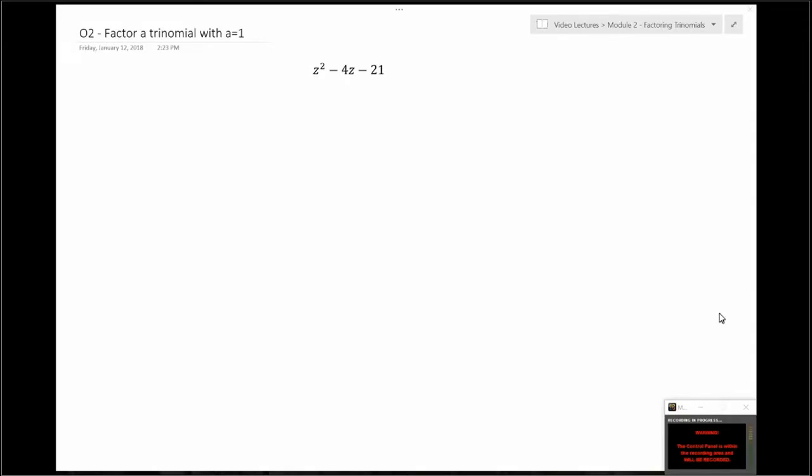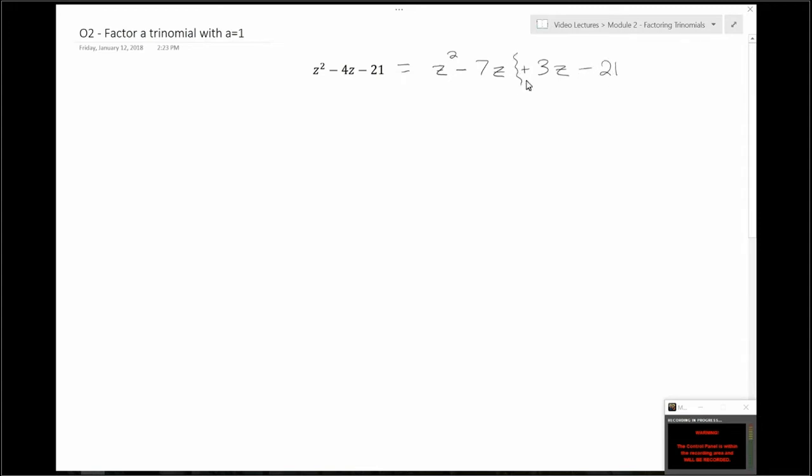Hello. In this video, we're going to continue looking at factoring trinomials, and specifically we're going to look at when the leading coefficient is 1. So in the last video, we were looking at a very similar trinomial to this one, except the middle piece was broken in a very particular way. It was written as z squared minus 7z plus 3z minus 21.